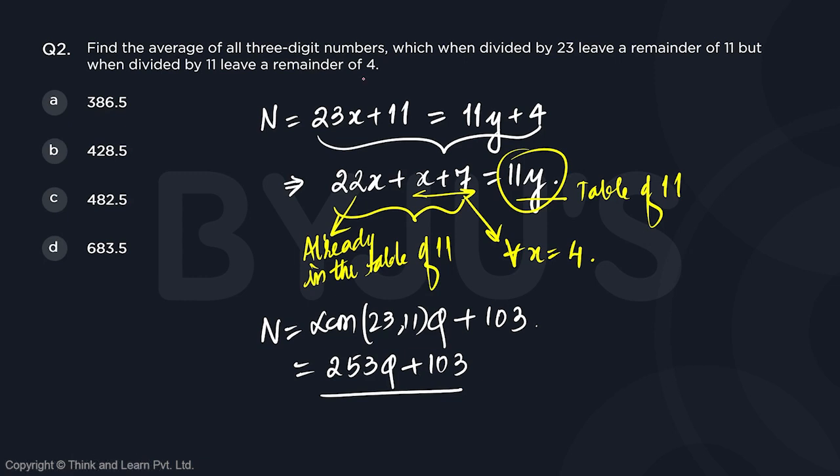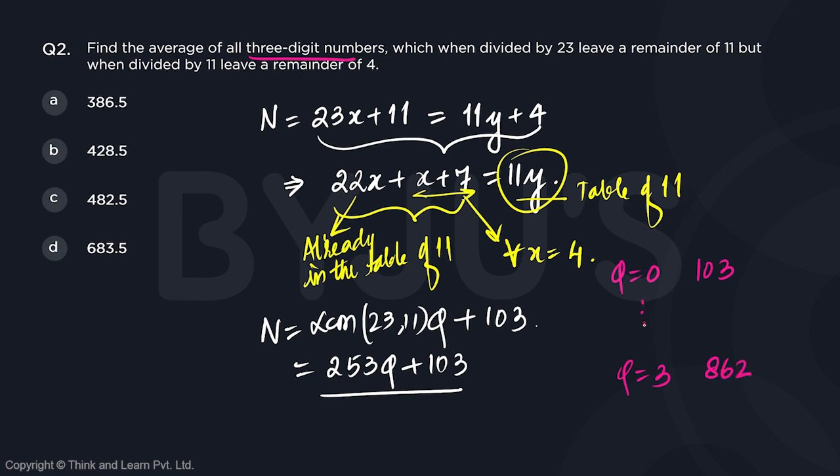Now, since we need only 3-digit numbers, when we put q is equal to 0, we get the first number as 103. We don't have to find all the values of q. If we put q is equal to 4, it will cross 1000, right? By putting q is equal to 4, we will have a 4-digit number. So since we don't need a 4-digit number, we need to put q is equal to 3. So we will have 253 into 3, and this will result in 759 plus 103, which is 862.